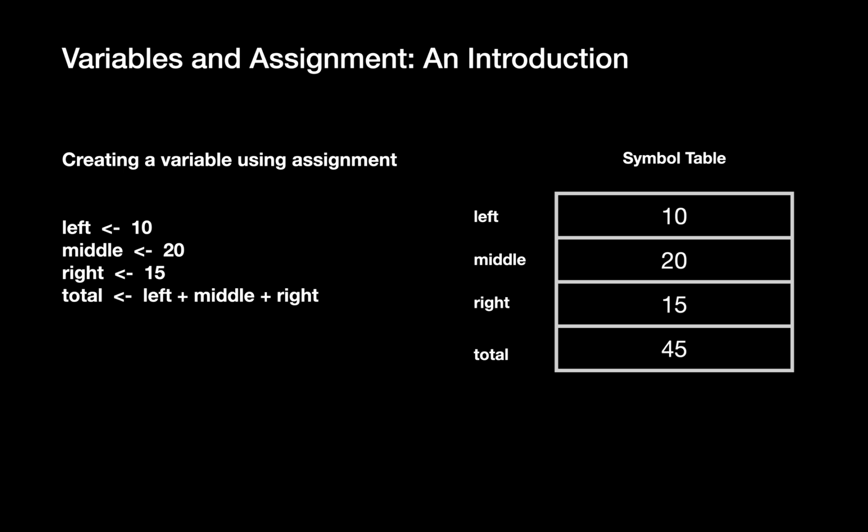Now, to complete our algorithm for combining the values in the variables together, we can use the variable names left, middle, and right to refer to the values in the symbol table, and then specify that the variable total should be assigned the sum of the values in left, middle, and right. And given the values currently in the symbol table, total should be assigned the value 45.